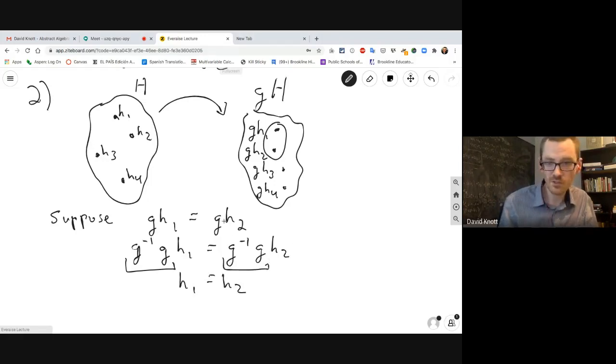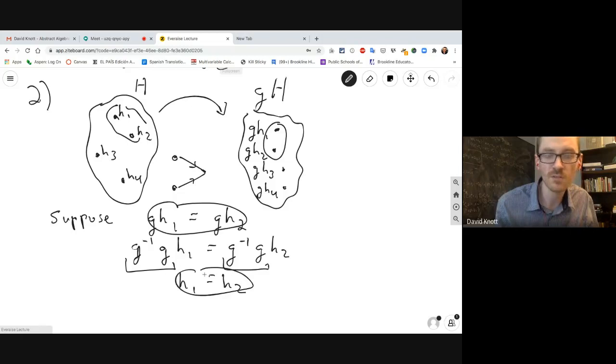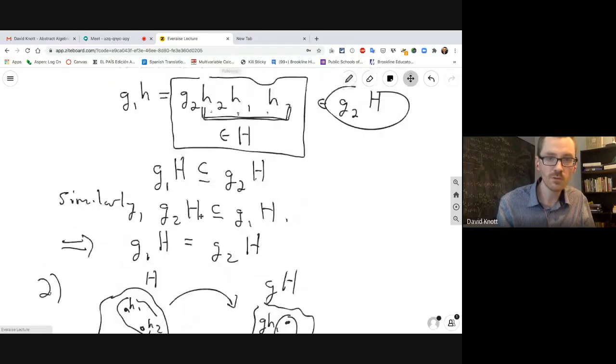So what this is telling you is that the map is injective, or one-to-one. If 2 elements over here are the same, that means the elements they came from were the same to begin with. So there's no collapsing of elements. It doesn't happen that 2 things get sent to the same thing, because if they did, that would mean the 2 things were the same to begin with. So this doesn't happen.